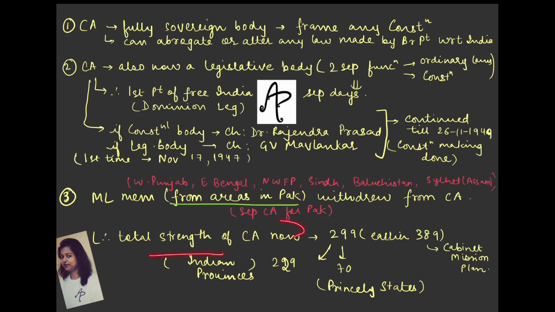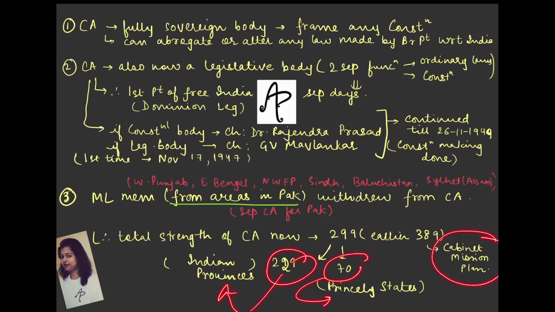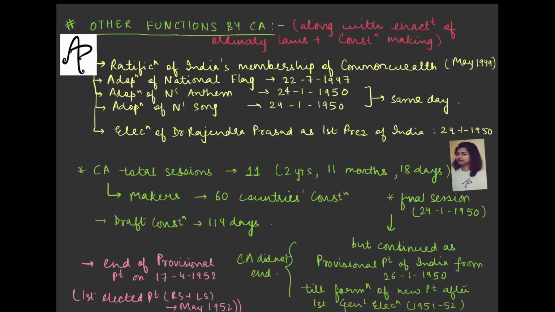So total strength, now what will it be? Some members came, some went, so all of that readjustments. Earlier it was 389, now it became 299. ठीक है, जिसमें 229 were from the Indian provinces, 70 from the princely states, and of course cabinet mission plan से जो initially I have shown you the number, that was 389.